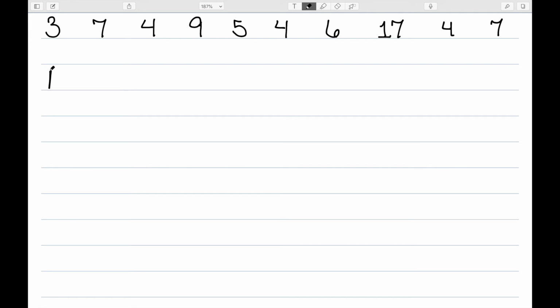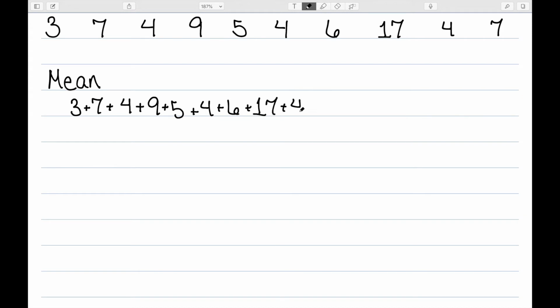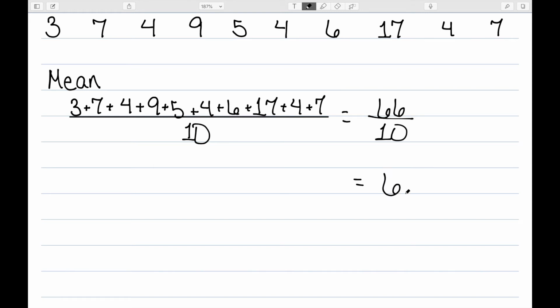Here's another data set that's quite a bit bigger. And once again, I want to find the mean. So we start by adding these up: 3 plus 7 plus 4 plus 9 plus 5 plus 4 plus 6 plus 17 plus 4 plus 7, divided by the number of things. We have 1, 2, 3, 4, 5, 6, 7, 8, 9, 10 numbers here. If I add up all of these numbers, I get 66. Divided by 10 is 6.6. So the mean here is 6.6.